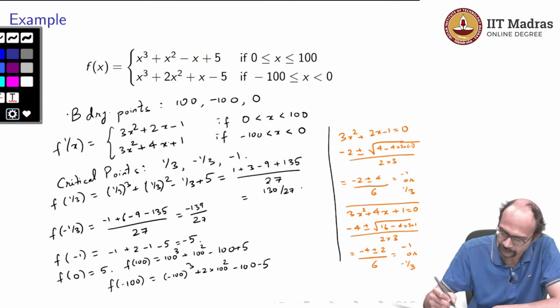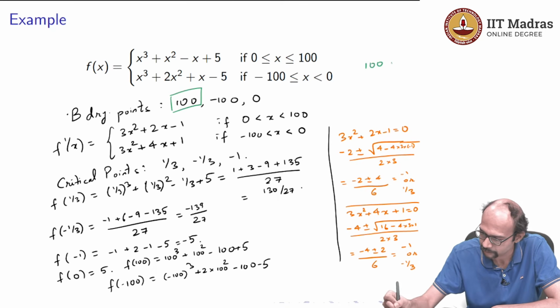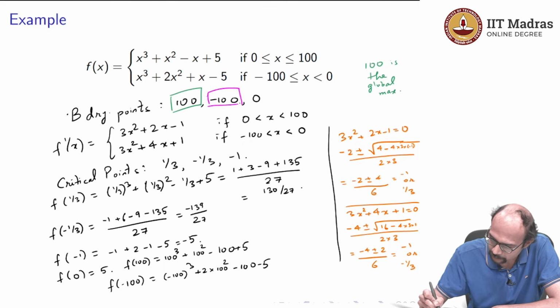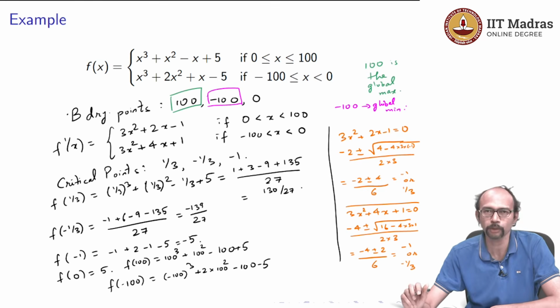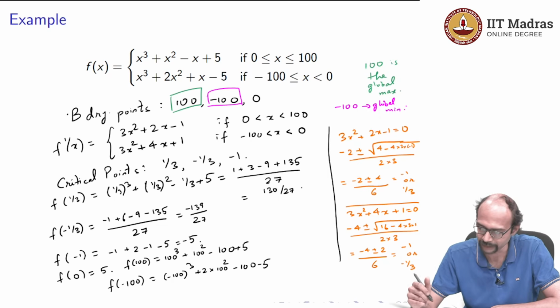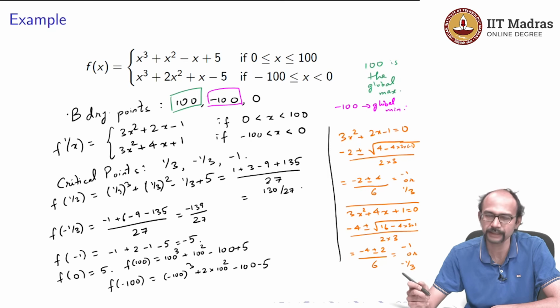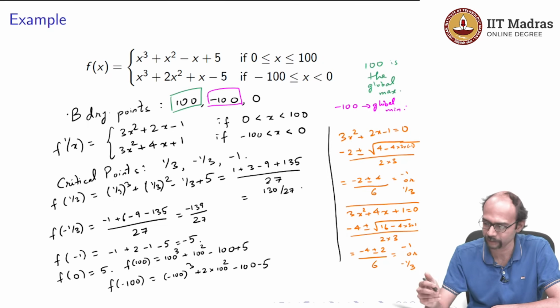So, let us write that down. So, this number here is a global maximum, 100 is the global maximum, and then we have minus 100, which is the global minimum. So, minus 100 is the global minimum. Yeah. So, amongst all possible values taken by the function, the one taken by minus 100 is the smallest and the one taken by 100 is the largest.